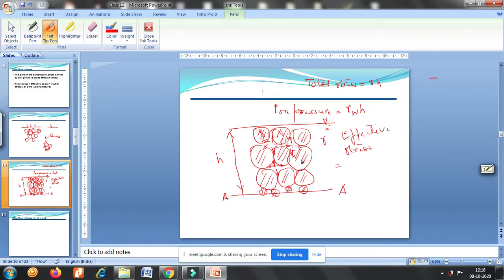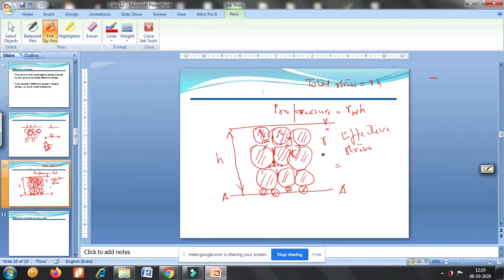Now how to find out that one? We know the total stress, that is the stress given by the soil mass. And another thing we know is the pore pressure. That is the hydrostatic stress acting at the void, which are filled with the water. Some portion of the hydrostatic stress is acting in the downward direction.